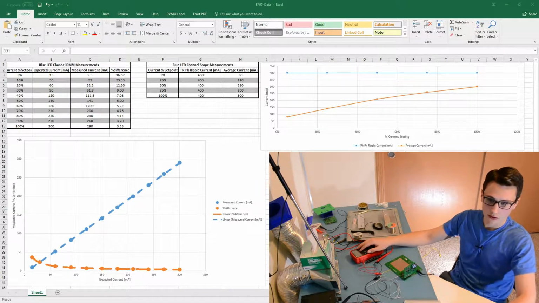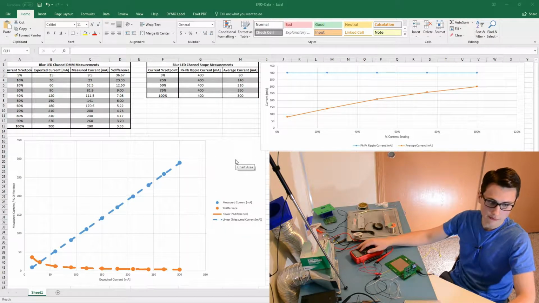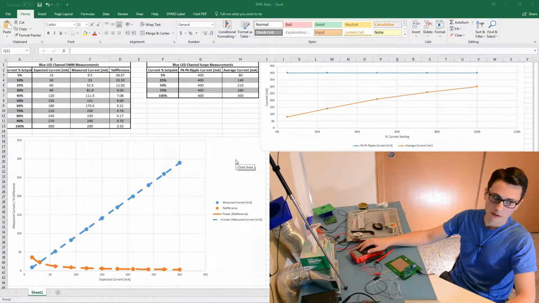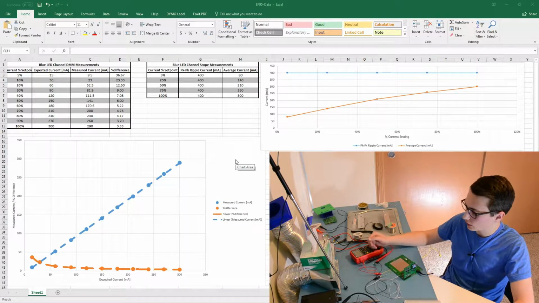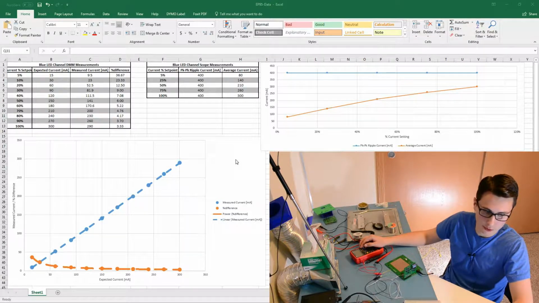In these graphs, the one on the bottom left is showing a graphical representation of the measured current plotted against the expected current and the percent difference between what we measured and what was expected. This is a pretty telling metric because the percent difference will show how close we were to our set point. And we can see that at very low percent expected currents, the percent difference is pretty large, actually, around 40%. We were about 40% off from what we expected to what we got.